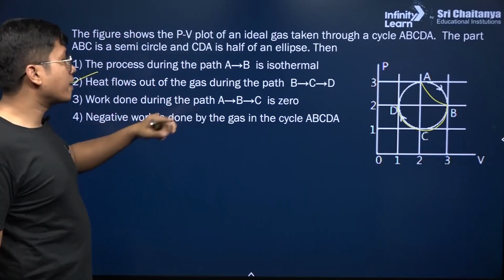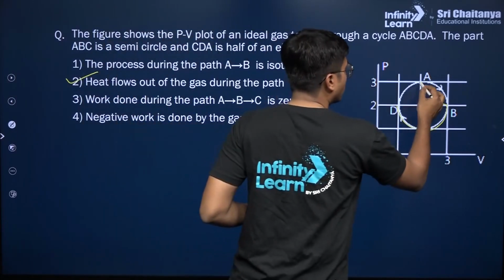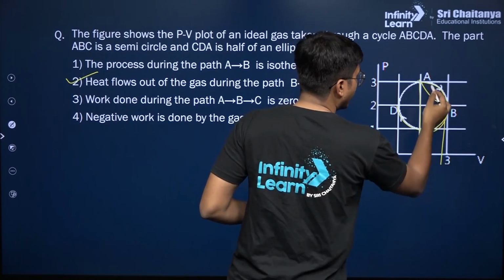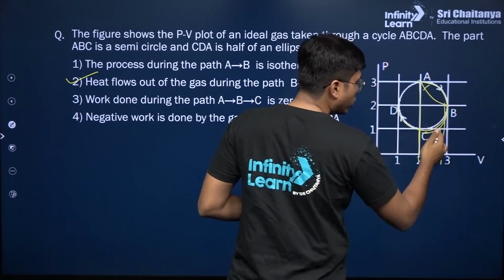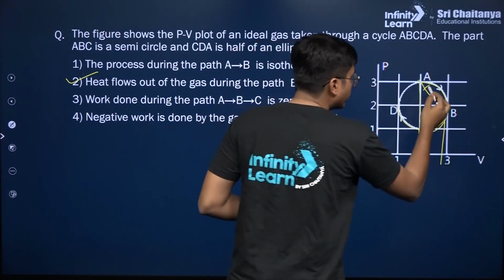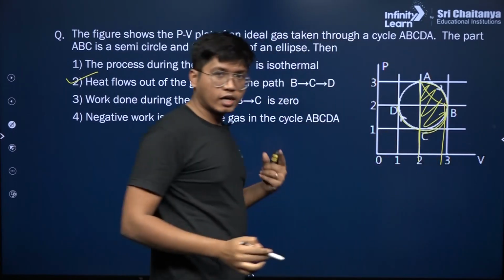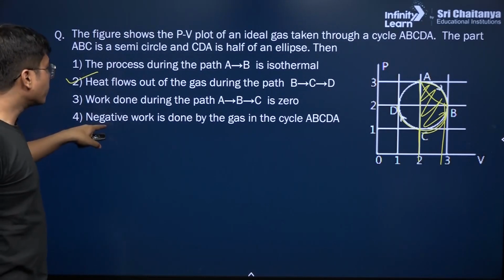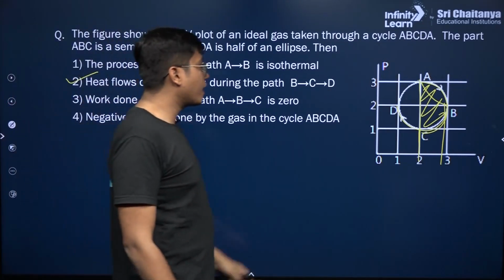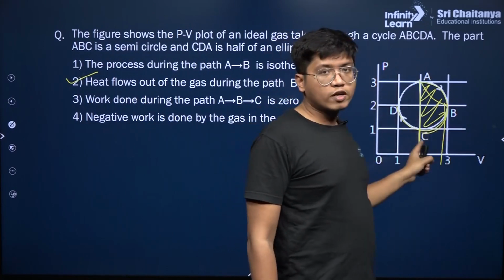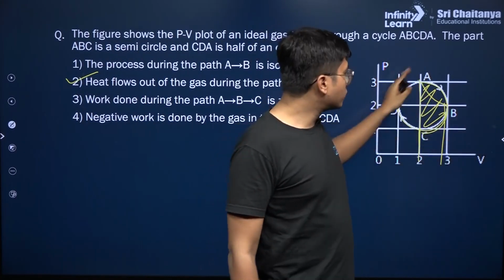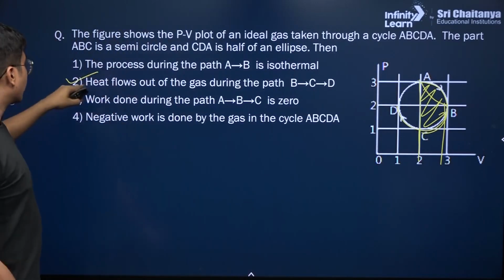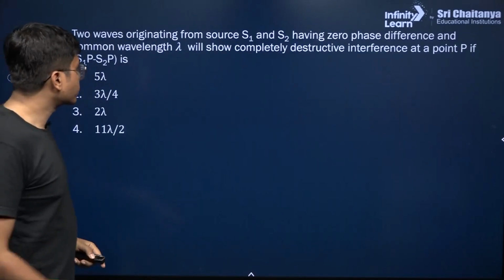Work done during the path ABC is 0. That is incorrect because in path ABC, if you take from path A to B, the area would be this, and from B to C, the volume would reduce, but you would still have this much area as the work done in the path ABC. Next, negative work is done by the cycle in the ABCDA. That is incorrect because the cycle is moving clockwise. For clockwise motion of the cycle, you always have positive work done. So correct statement is option 2 over here.